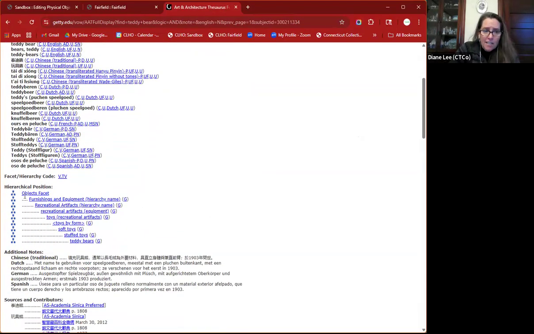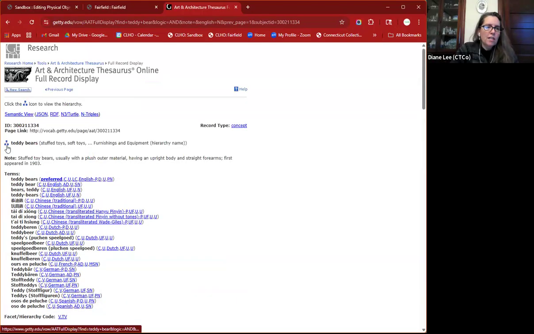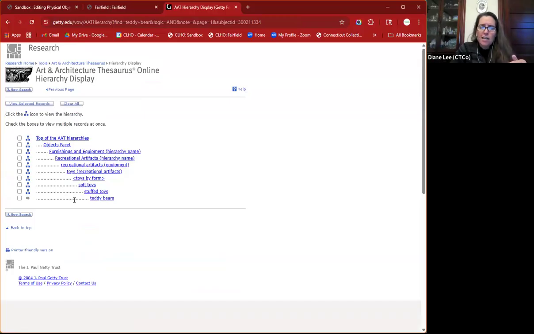And the hierarchy of this, Getty is considering this in their hierarchy. Furnishings and equipment, it's a recreational item. I don't know why it doubles. Toys under recreational artifacts, toys by form, as opposed to blocks, as opposed to toy trucks. Soft toys, stuffed toys, and then it finally gets to teddy bears, but teddy bears is an approved name for this thing.